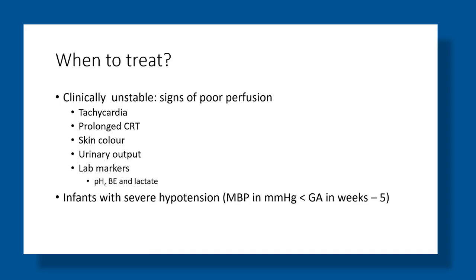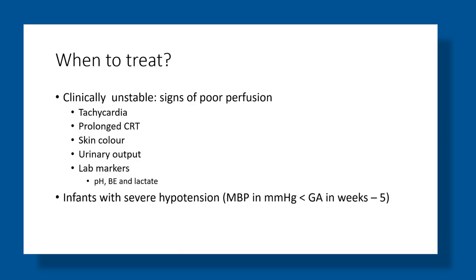Reduced urine output is also an important marker, and also you can collect other data regarding the lab markers, especially your blood gas with acidosis, pH less than 7.25, base deficit more than -5, and lactate above 3. You would consider the baby as having poor perfusion. So that is one clinical criterion to help you decide whether this baby needs treatment for hypotension.